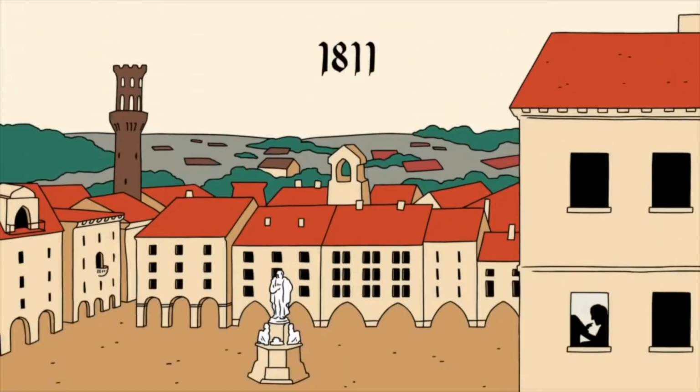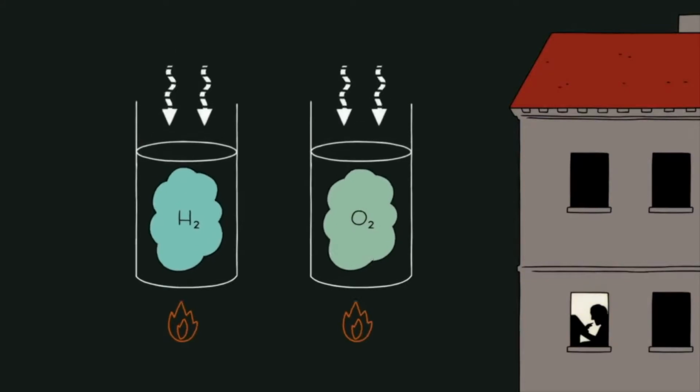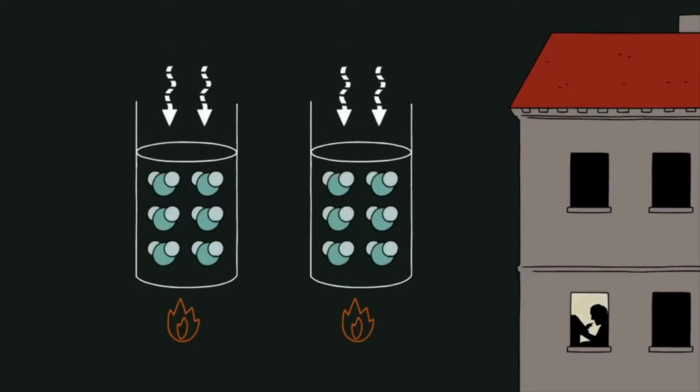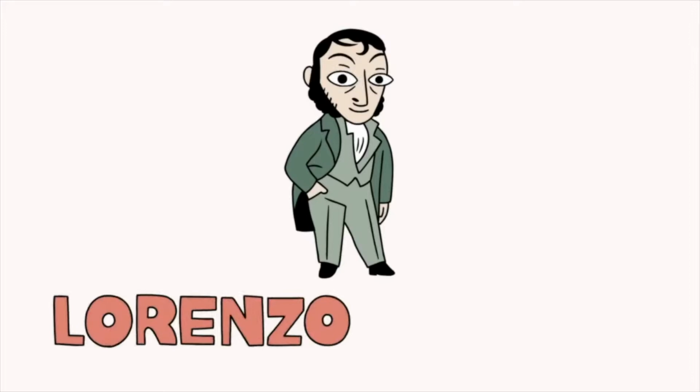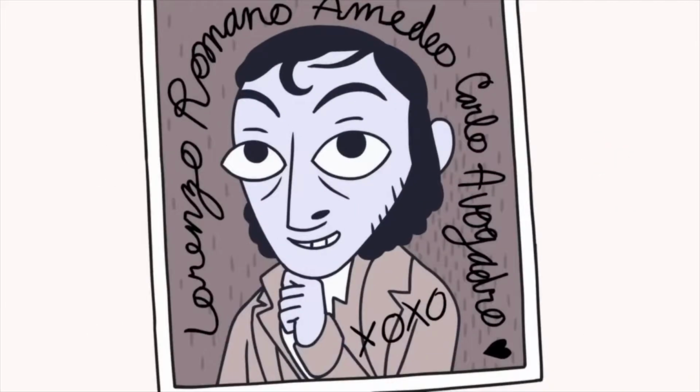Scientists have wanted to answer that question, but how do you count something as small as an atom? Well, in 1811, someone had an idea that if you have equal volumes of gases at the same temperature and pressure, they would contain an equal number of particles. His name was Lorenzo Romano Amedeo Carlo Avogadro. Wonder how long it took him to sign autographs.